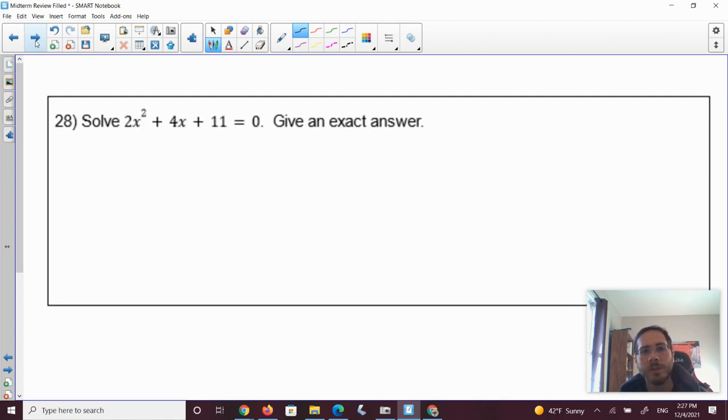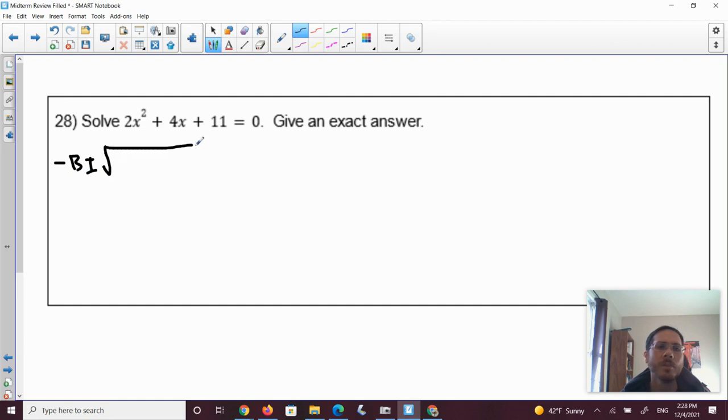28, same question, give an exact answer. So again, graphing is out. That doesn't look like I want to factor that. With the 2 out front, same deal. I probably don't want to complete the square too much since I've got a 2 in front instead of a 1 in front. It might not be too bad to divide everything by 2 and then complete the square. But I think this one's well set up again just to use the quadratic formula one more time.